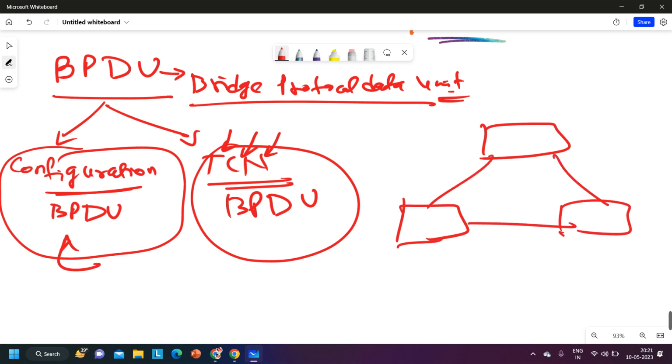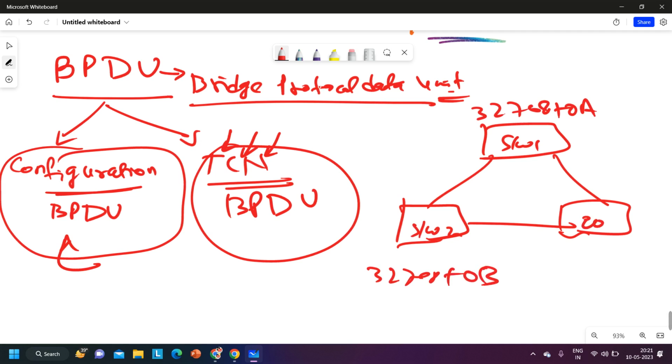At the initial time when you connect these three switches together, every switch will think that it is the root bridge, yes or no? Suppose the bridge ID of this switch is 32768 plus 0A, the bridge ID of this switch is, let's say, 32768 plus 0B, and switch 3 is, suppose, 32768 plus 0C. Now switch 3 doesn't know the bridge ID of switch 1, so this switch will also think what?